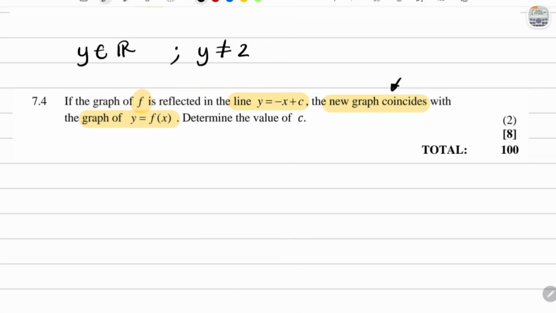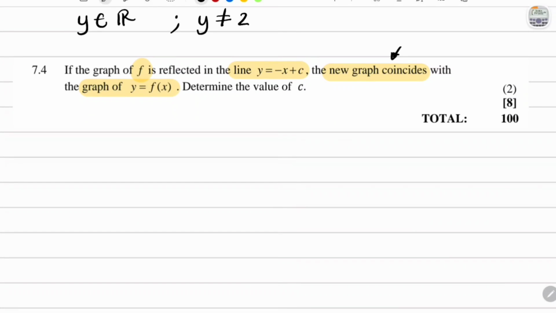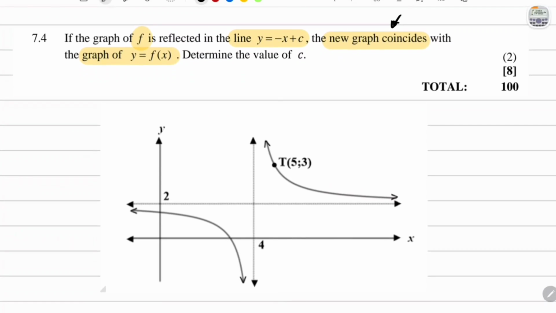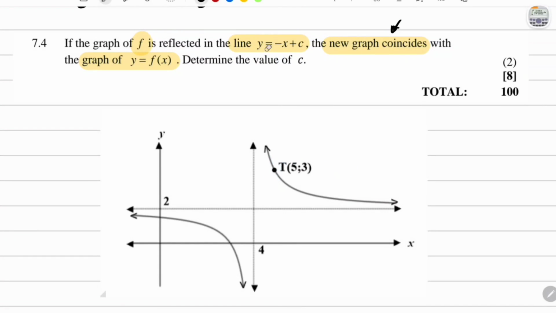So let's try to understand what is going on here. If the graph of f is reflected in this line, we already have our graph of f. Let me actually just put down the graph of f. Okay, so this is the graph of f. If it is reflected through this line, y is equal to negative x plus c. First of all, this line has a negative x, so it's not an increasing function, it's a decreasing function. So it looks something like that, right? It's going to be decreasing.